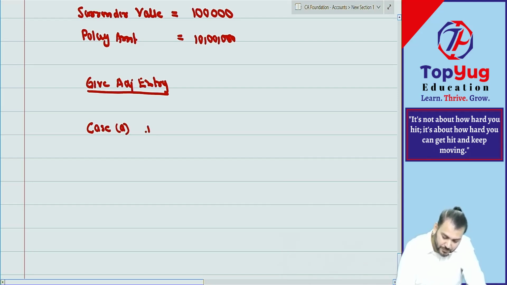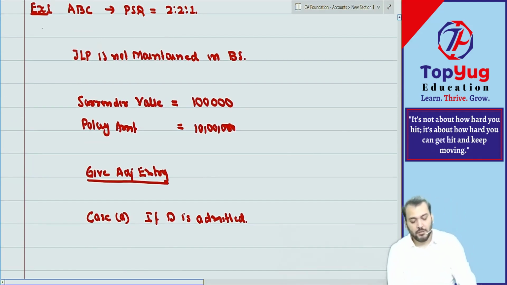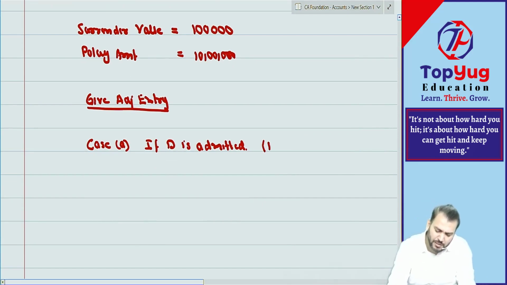Case A. If D is admitted, correct? Understood? Means this is a case of reconstitution and D is admitted, ABC old partners and D is the new partner. Correct? If you want, new PSR also I give. NPSR is equal to 2:2:1:1. That is not required but I have given.